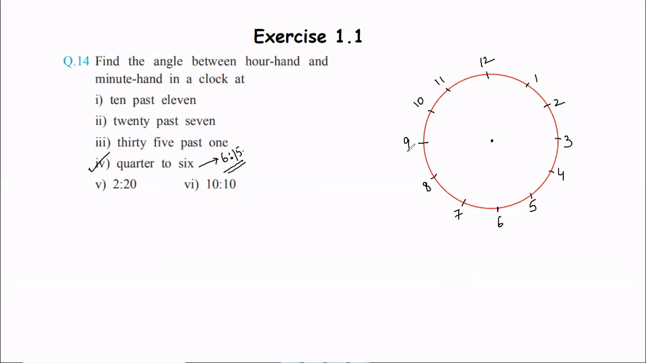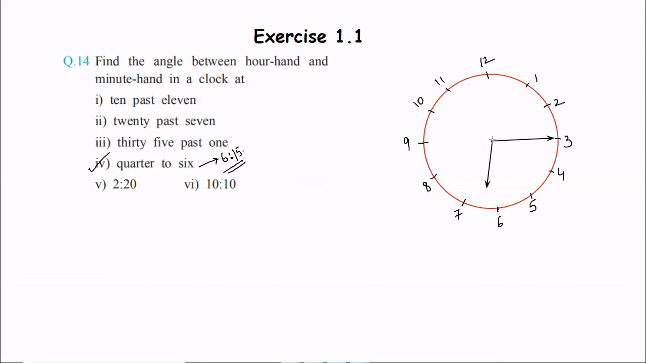All right, so let's draw the minute hand and hour hand. The minute hand will be at the 3 mark, and the hour hand will be a little bit ahead of 6, somewhat like this. So as per the concept of consecutive markings, what we know is we will have 90 degrees already, right?